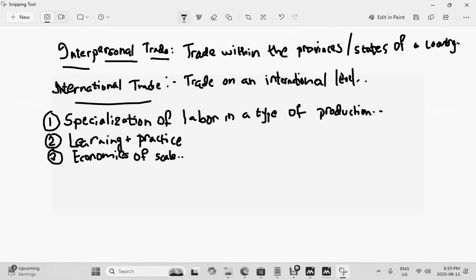So these are some ways international trade can profit from division of labor. And corporations do take advantage of division of labor as well as comparative advantage when it comes to trading on an international level.